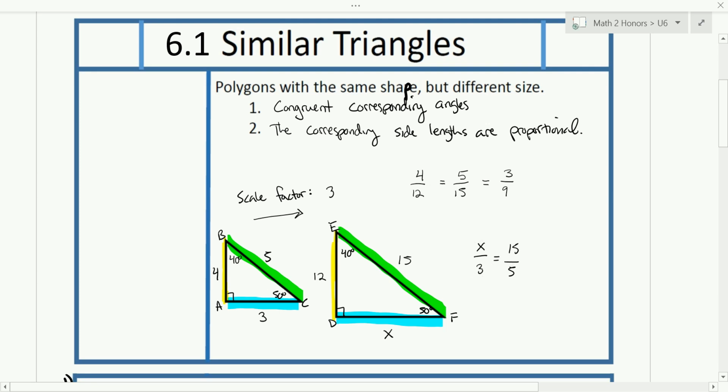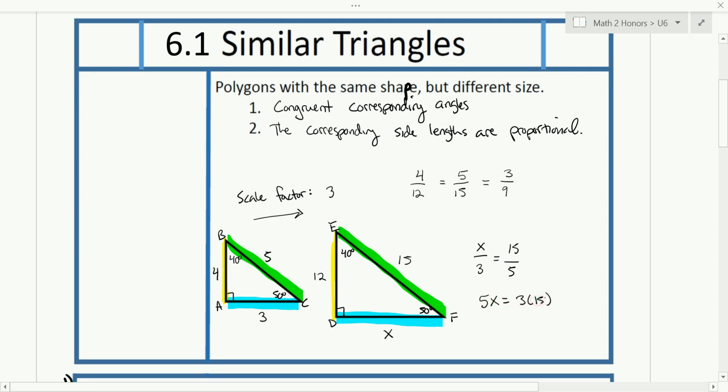You could get, what we've learned before is get rid of the denominator, so we can multiply both sides by 3, right? And that gets rid of this one. So we have 15 times 3 over here. And then to get rid of the 5, we multiply both sides by 5, and it gets rid of the 5 over here. So we end up with 5x equals 3 times 15.